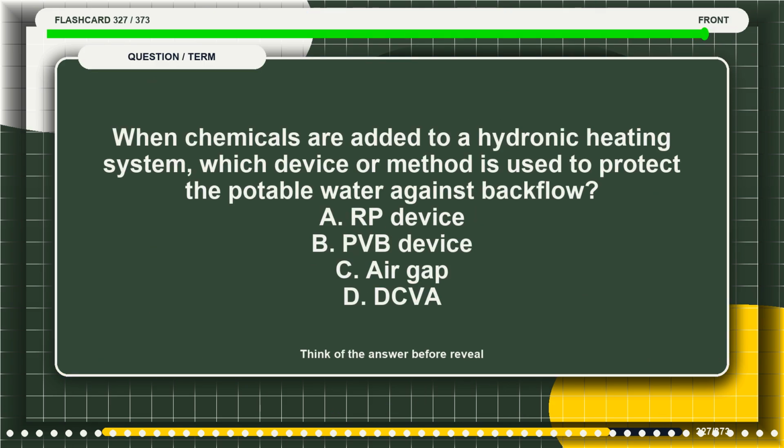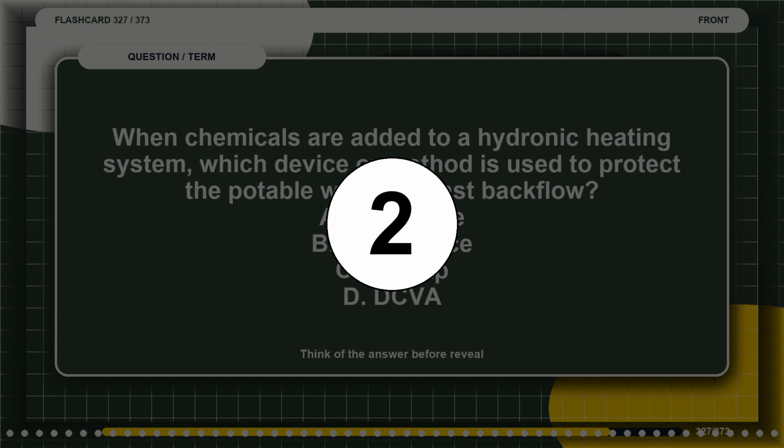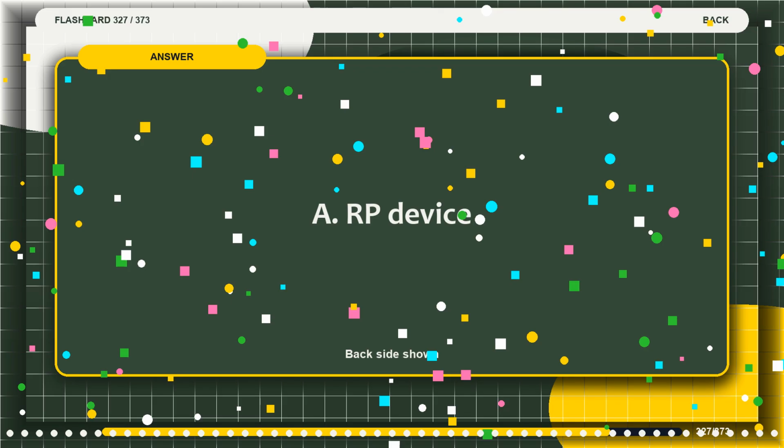Flashcard 327. When chemicals are added to a hydronic heating system, which device or method is used to protect the potable water against backflow? A. RP device. B. PVB device. C. Air gap. D. DCVA. Think of the answer before the reveal. The answer is A. RP device.